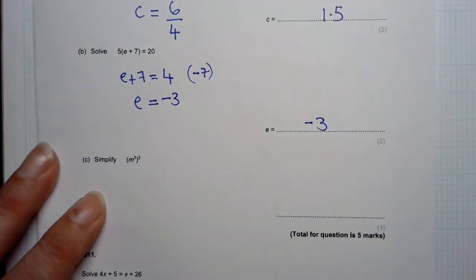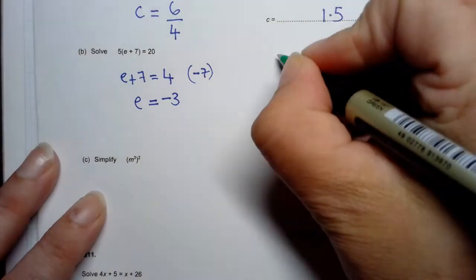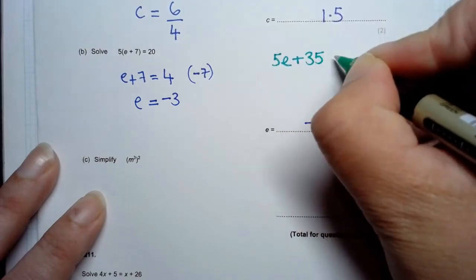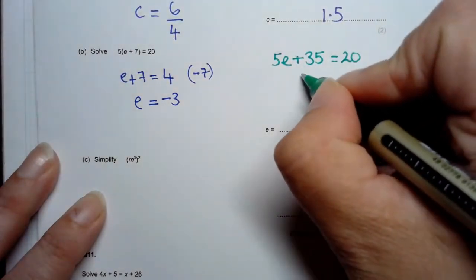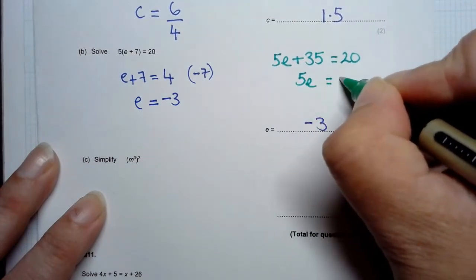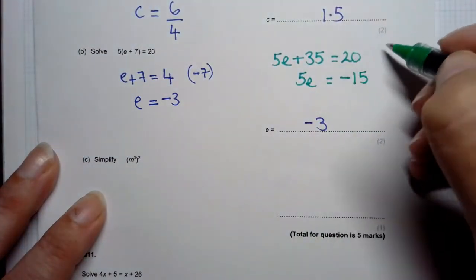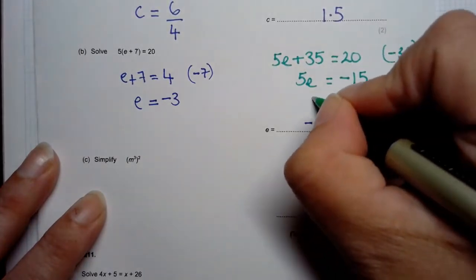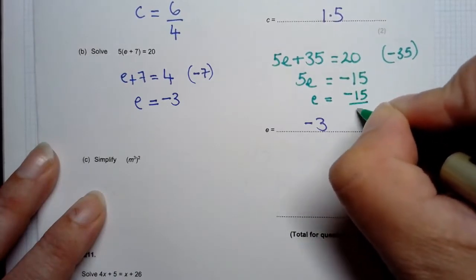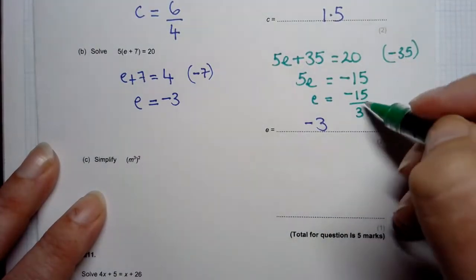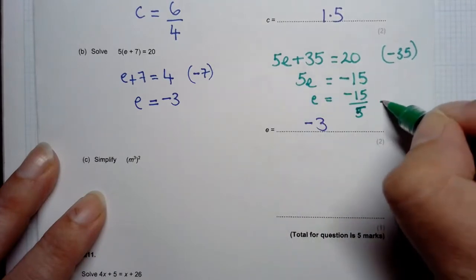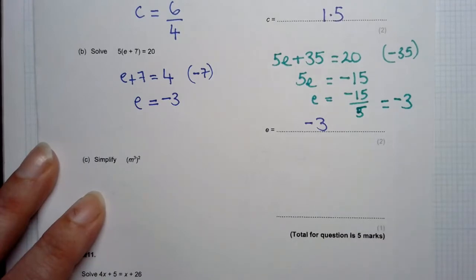You can do it by expanding the bracket, so if you chose to do it that way, your work would look like this. 5e plus 35 equals 20. Your next line of working would be 5e equals minus 15. Remember that you are going to take away 35 from that 20, and then e is going to equal minus 15 divided by 5, and because 1 is positive and 1 is negative, you get the answer of minus 3. So regardless of which way you do the working, you will still get to the same solution.